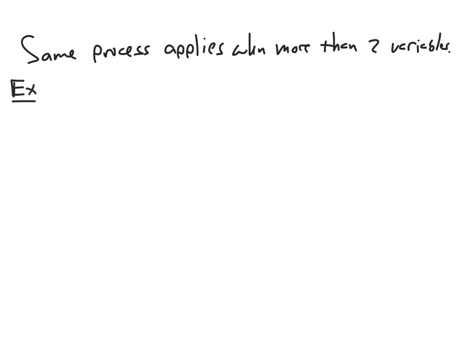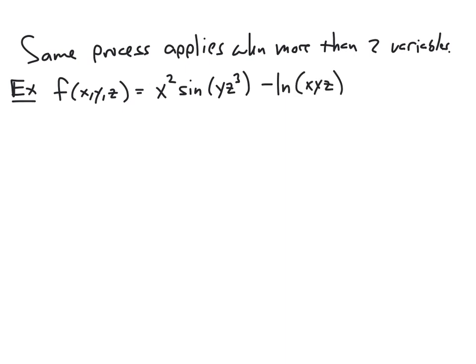All right, so for example, let's take a function of 3 variables, x, y, and z, defined as follows. It's going to be x squared times the sine of yz cubed, minus the natural log of xyz. All right, so this is our function. Now, of course, we can't graph this at all. We can't have any kind of geometric interpretation of our derivatives, but we can think of each of these derivatives algebraically or analytically.